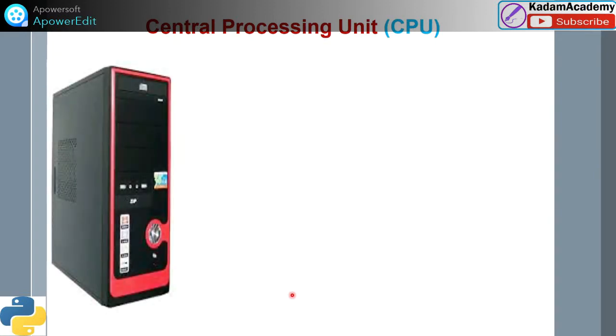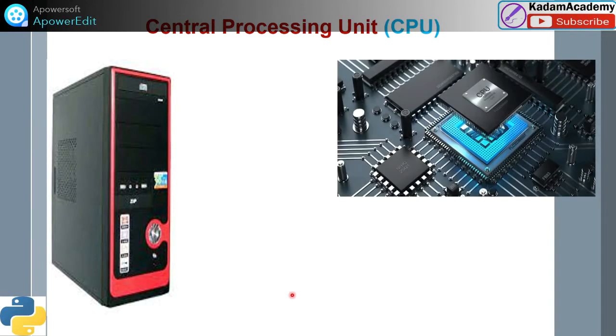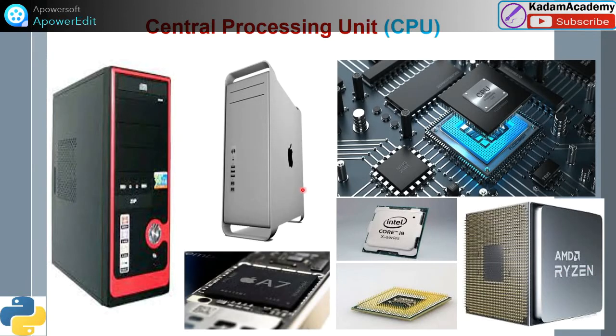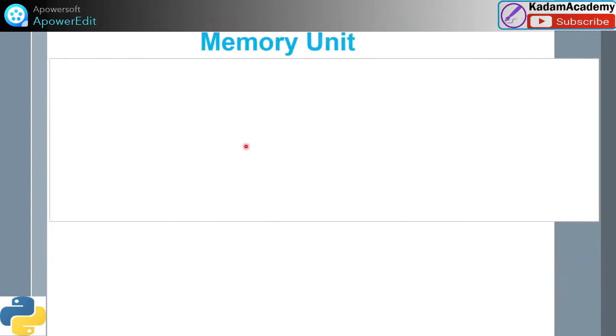Friends, this central processing unit, the CPU, you can visualize with this. All the memory chips are shown to you for the CPU, Intel or AMD. These are the memory devices. This one is from Apple, and the microprocessors from Microsoft and AMD. These are glimpses of the memory unit or CPU.